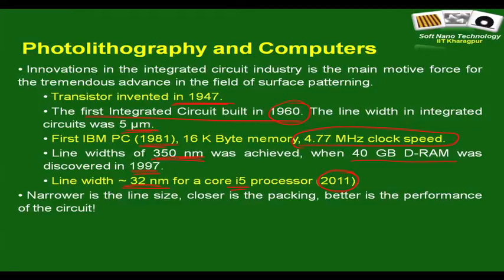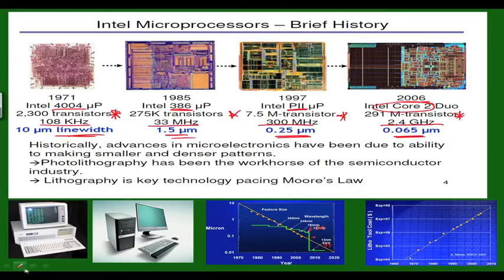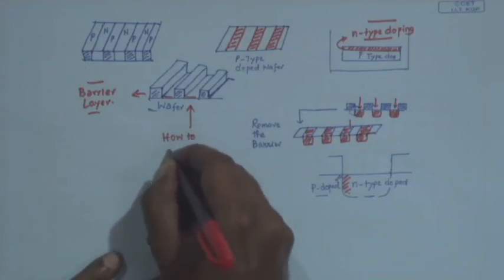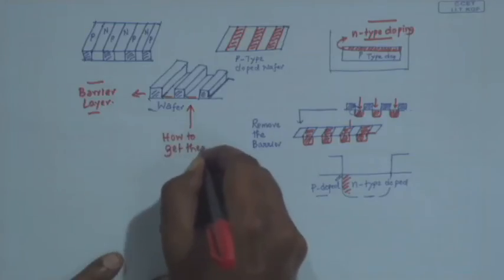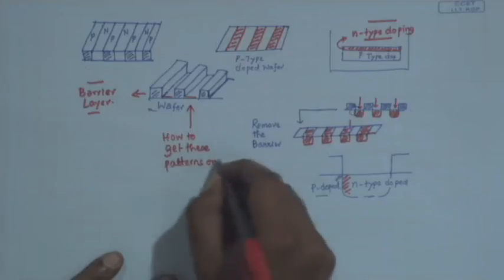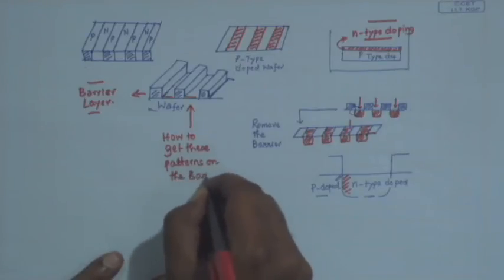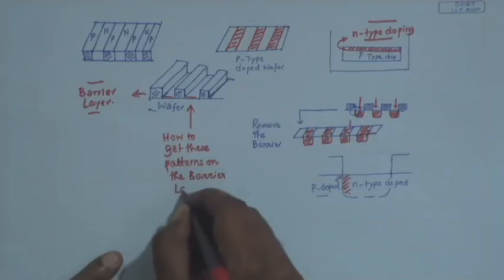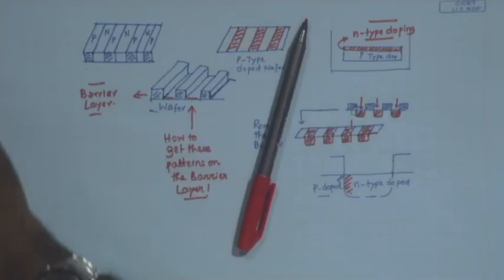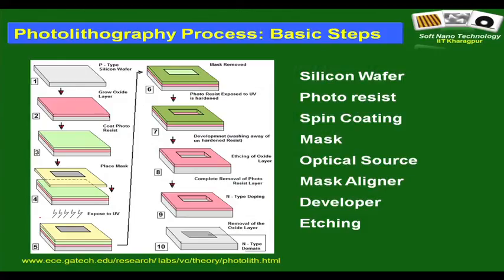But there are processes that are associated. One of the processes, of course, is to remove the barrier layer. That is not a very difficult thing, but the more critical thing is how to get these patterns on the barrier layer, and what is the barrier layer for that matter. So, with this much amount of knowledge, let us see how we can start understanding photolithography.